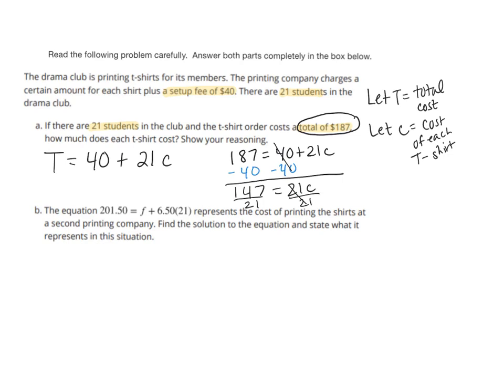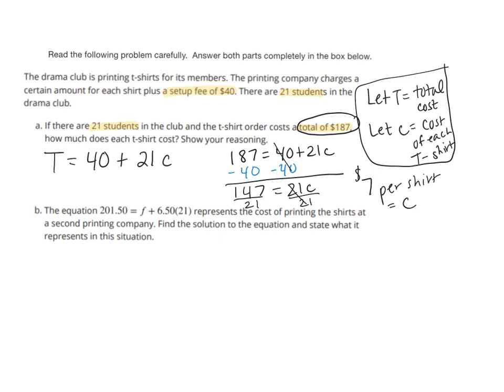Okay, by setting that up and dividing, we end up getting $7 per shirt, because that equals C. Okay, and by showing all your work here and doing your let statements, that's a way to easily show what your thought process is.